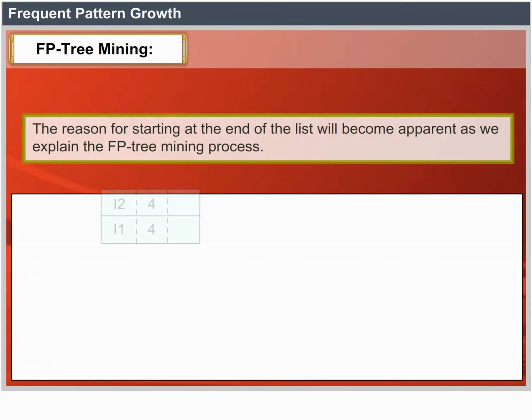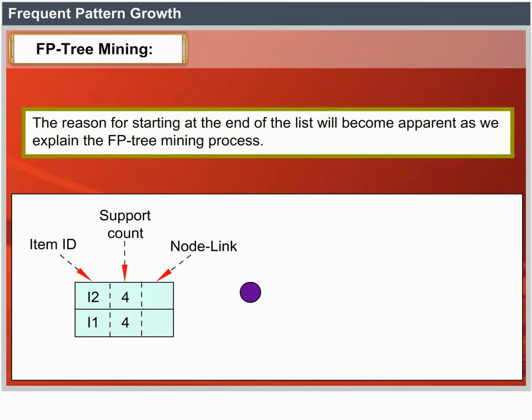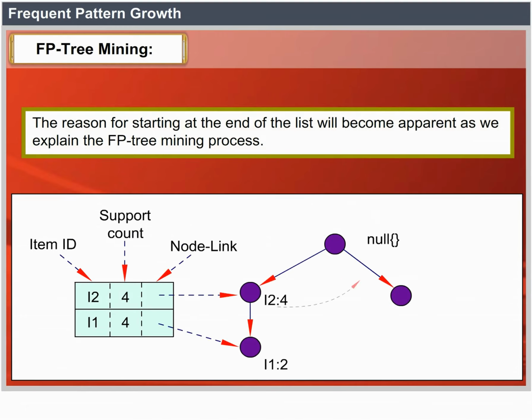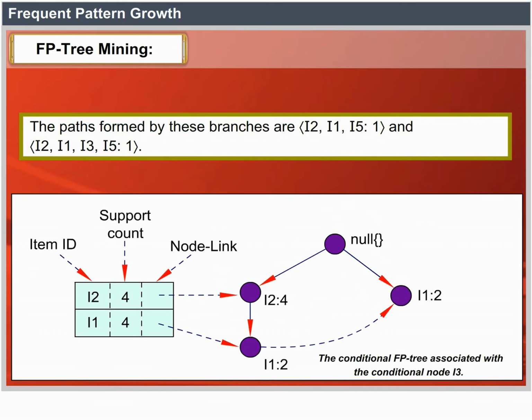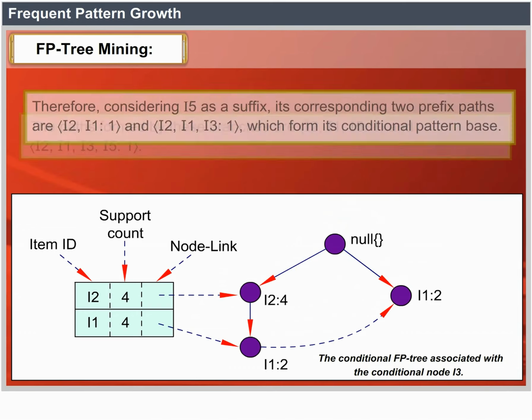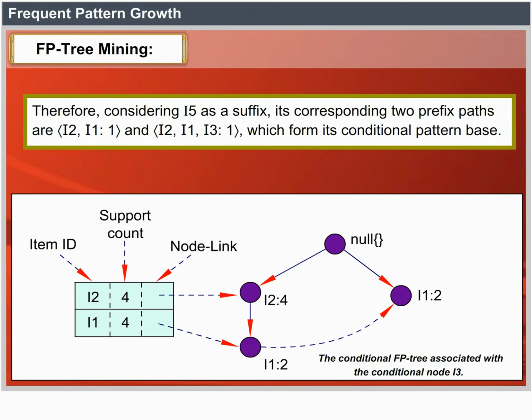The reason for starting at the end of the list will become apparent as we explain the FP tree mining process. The paths formed by these branches are I2, I1, I5, support count 1, and I2, I1, I3, I5, support count 1. Therefore, considering I5 as a suffix, its corresponding two prefix paths are I2, I1, support count 1, and I2, I1, I3, support count 1, which forms its conditional pattern base.